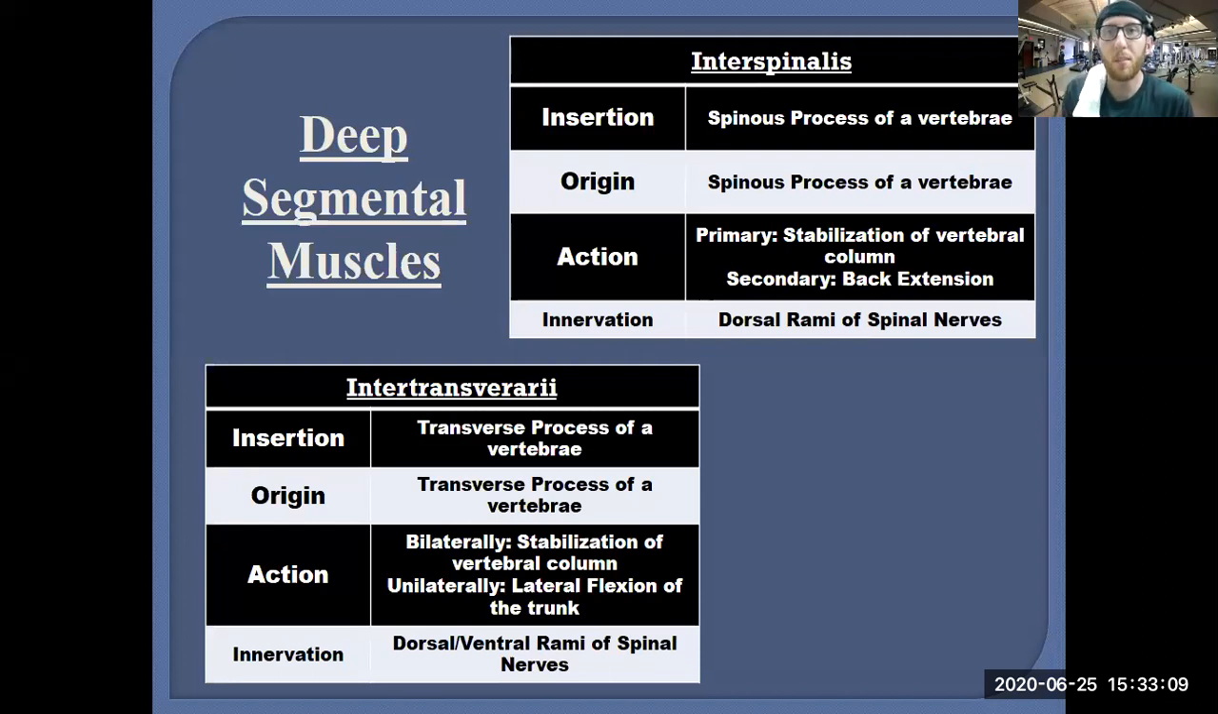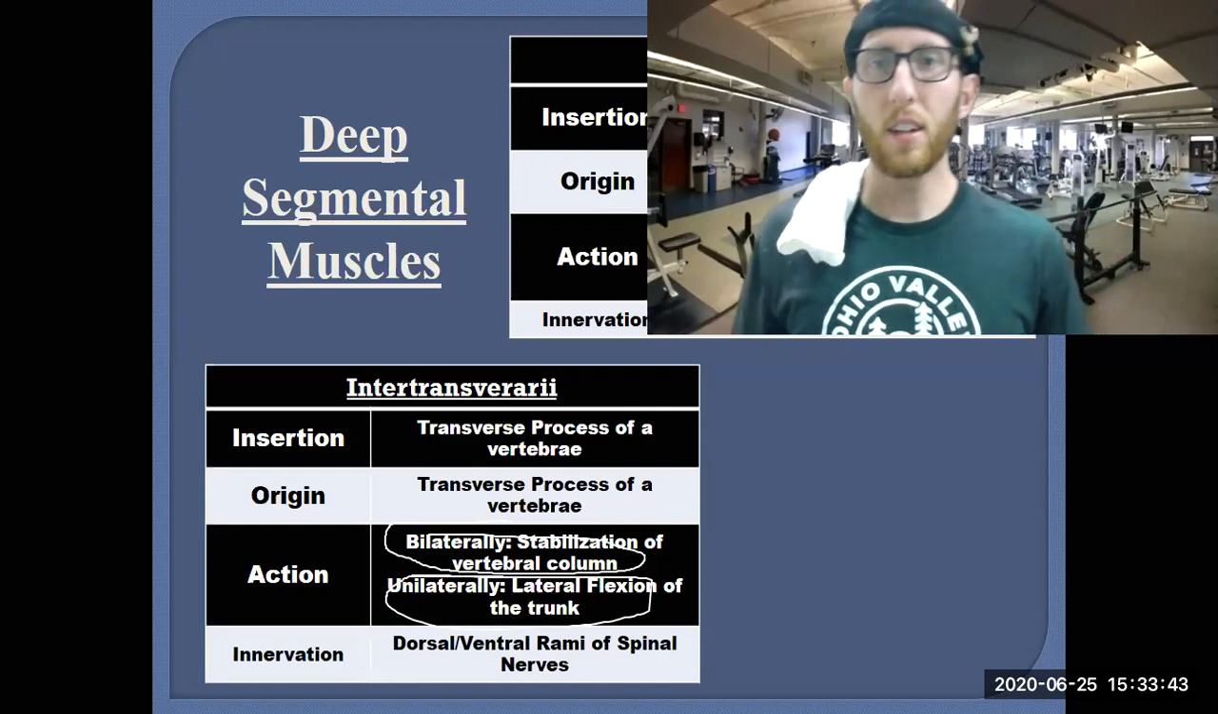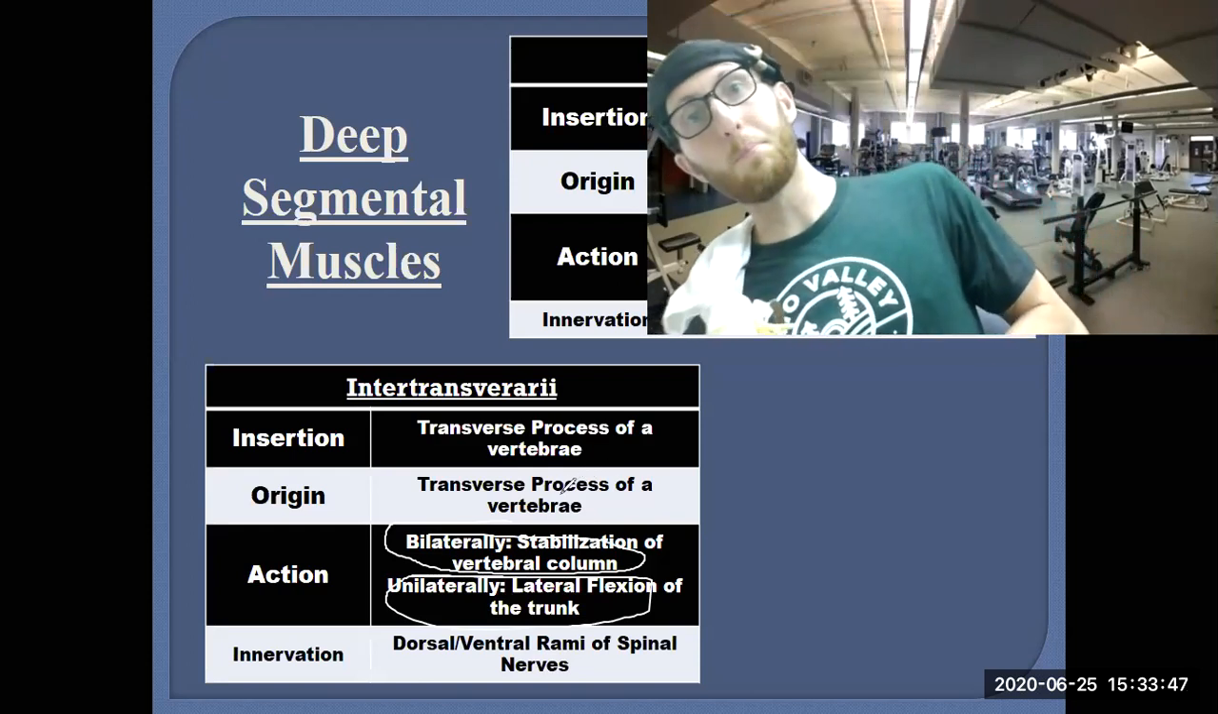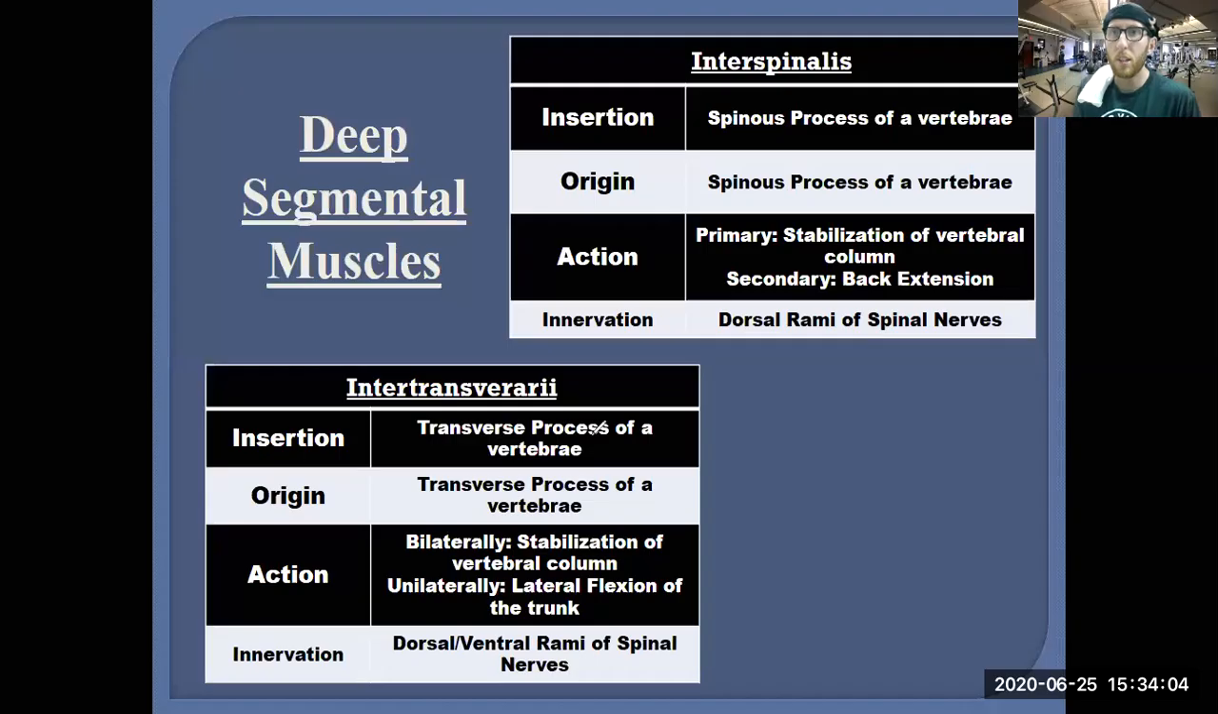Well, now we get into the fact that some muscles have a primary function, their main function, or a secondary function, their less important function. So in this case, the interspinalis muscles have a primary function of stabilizing the vertebral column. Their secondary function is back extension. Same thing down here with the intertransversi muscles, but unilaterally they would laterally flex the trunk. Lateral flexion, instead of flexing forward, is bending at your waist and flexing to one side or the other. And by stabilization, they mean just keeps you upright. Posture, when you have good posture, you just are upright and you're not collapsed. That's the action of these two muscles.